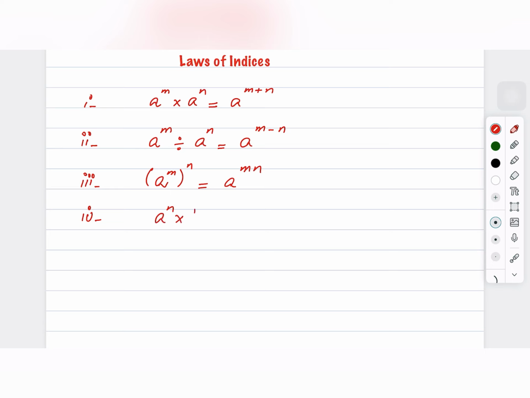if you have a power n multiplied by b power n, that means now you have the same power, and no matter if you have the same bases or different, you will just multiply the bases and you write the power once. See, you have the same power, so you can apply this rule. You can only multiply the bases and you can write the power once.